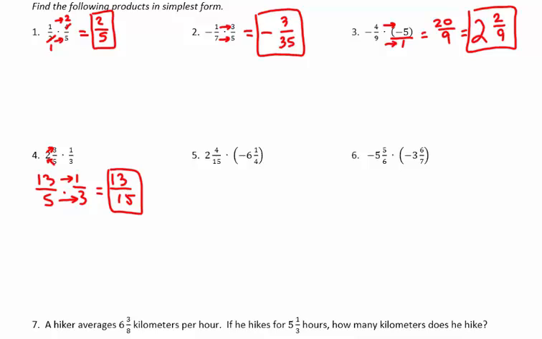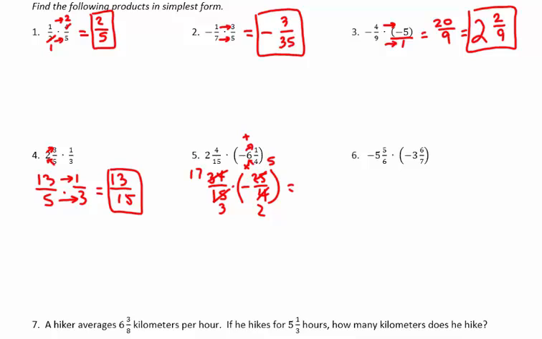Number 5, I turn this into improper fractions. 2 times 15 is 30, plus 4 is 34/15, times negative 6 times 4 is 24, 1 more is 25. So you multiply here, add here. I can reduce the 15 and the 25 by a 5, so if I take out the factor of a 5, I get a 3 and a 5 left. 34 and 4 are even. I can take a 2 out. So that's 17 and 2.